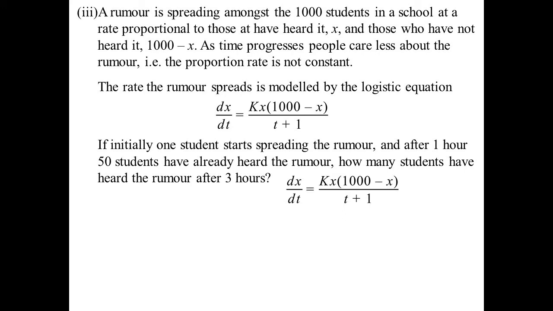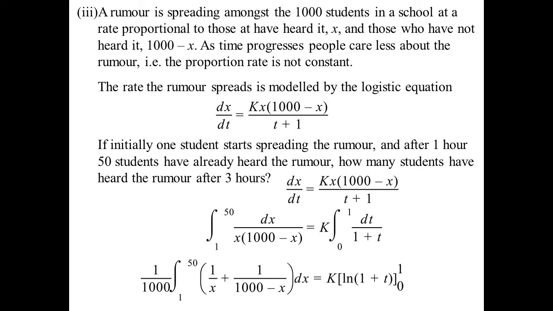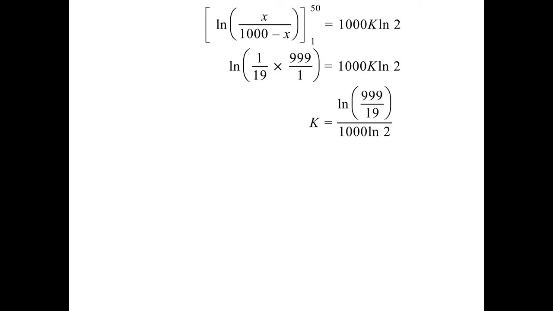How many students have heard the rumour after 3 hours? There's our differential equation. Separate the variables on that. This time I did do the limits. So the integral from 1 to 50 of dx on x(1,000 minus x) is k times the integral from 0 to 1. We can now work out what that k is. Using a bit of partial fractions, we get 1 on x, 1 on 1,000 minus x. And there's the constant in all its glory: the log of 999 over 19 over 1,000 log 2. I'd still just keep k in my calculations, I think.